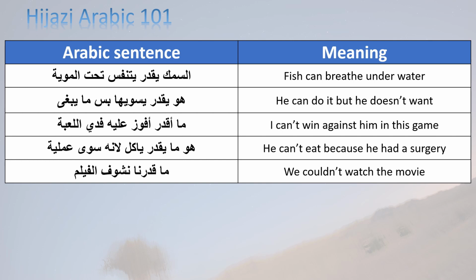هو ما يقدر يأكل لأنه سوى عملية. He can't eat because he had a surgery. يأكل is he eats, لأنه, because, سوى, he did, عملية, surgery. So in Arabic we say he did a surgery instead of he had a surgery.